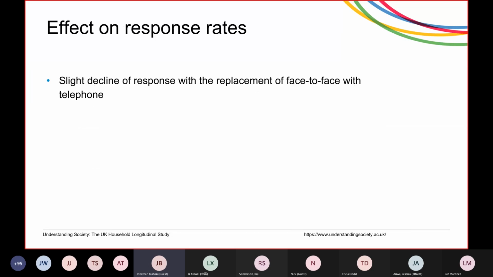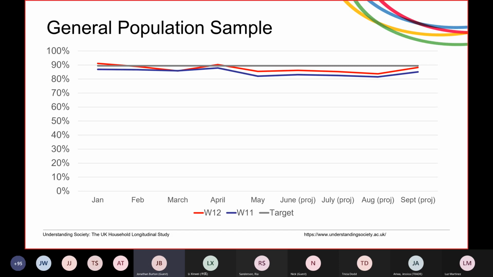Now, on the effect on response rates, we did find a slight decline in response because obviously we're replacing face-to-face interviewing with telephone interviewing. So although response rates are still very high, they are lower than we would have liked. The grey flat line there is the target, what we're aiming for. Then wave 11 is the blue line, wave 12 is the red line. Some of these figures are projections, because we have quite a long fieldwork period. Each sample month is in the field for 5.5 months or so. And so we do see a slight drop in response compared to earlier in the year. And this is for the general population sample.